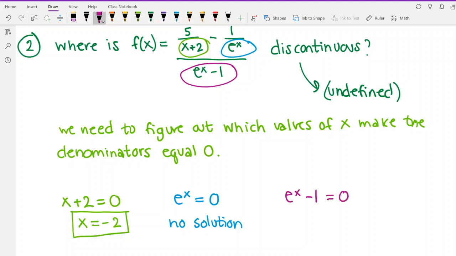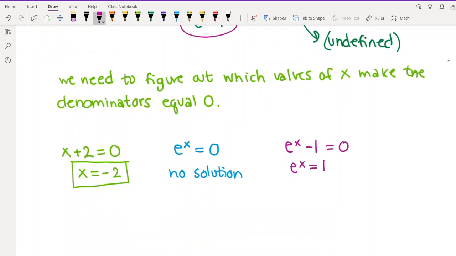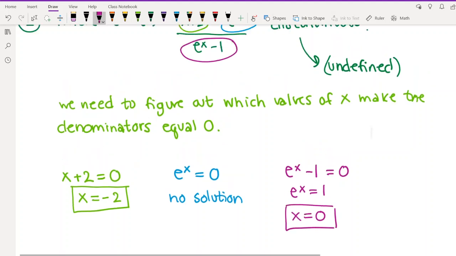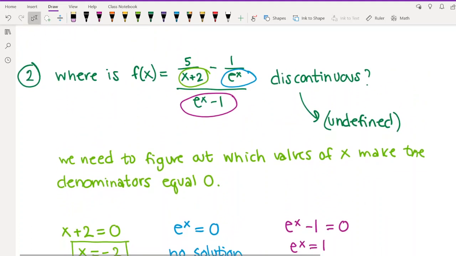So if we solve this one, we get e to the x is equal to 1. And that tells us, so what power would you need to raise e to get 1? You would need to raise it to the 0 power. And so that tells us x is equal to 0. So x is equal to -2 and x is equal to 0 are the two x values that make this function undefined, and therefore they're the x values that make this not continuous.